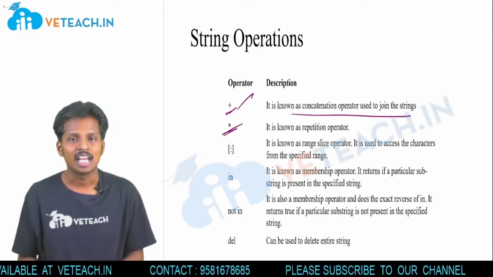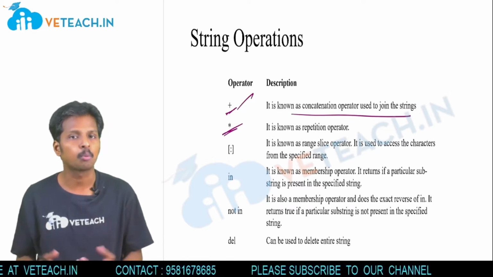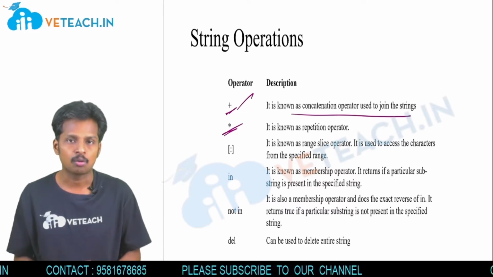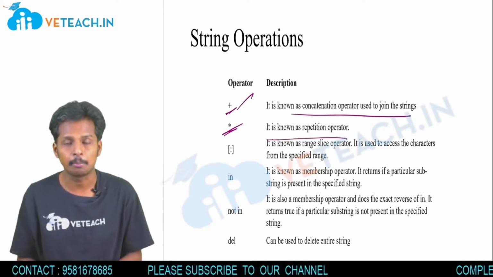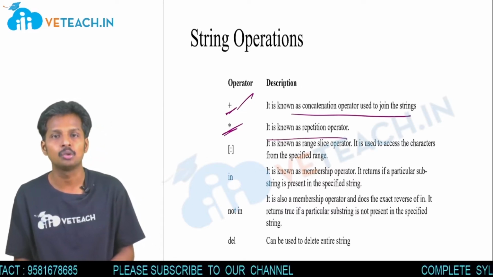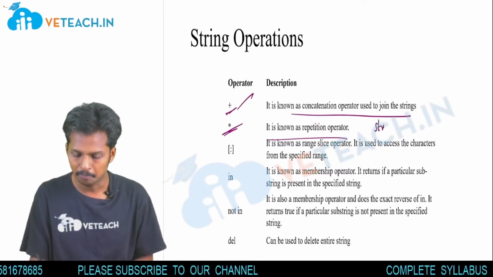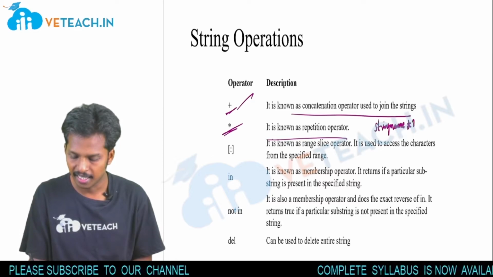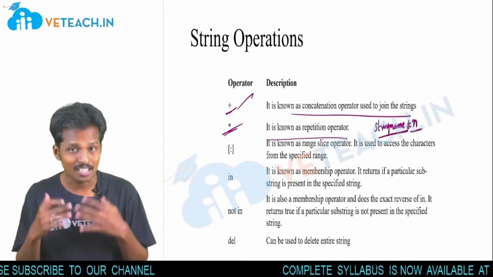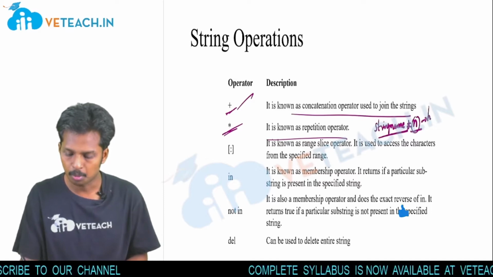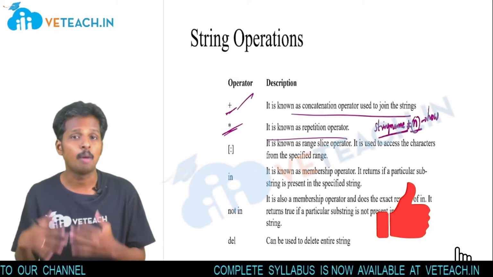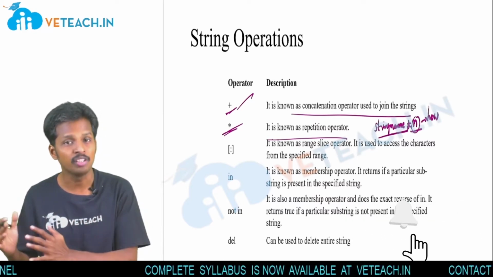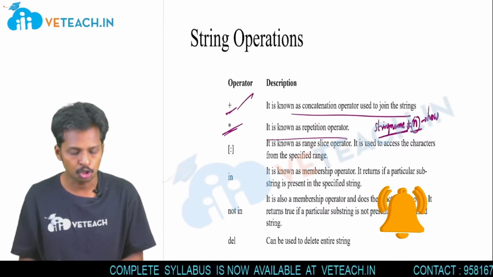Next, star. If I want to print a string multiple times, there is no need to write multiple print statements. I can just use star, known as the repetition operator, which takes two things: the string name, which is what has to be printed, and n, which tells how many times it has to be printed. Star is a repetition operator.